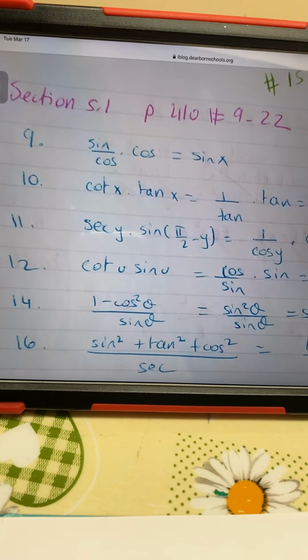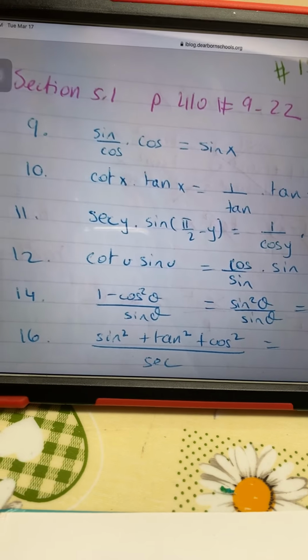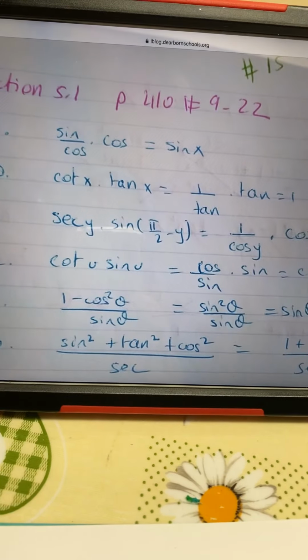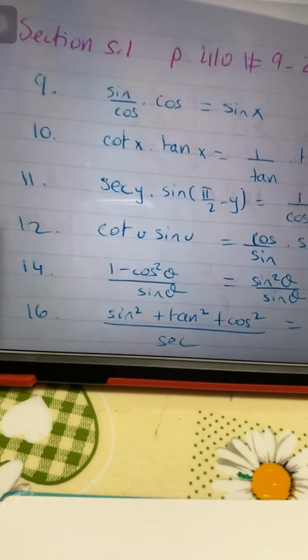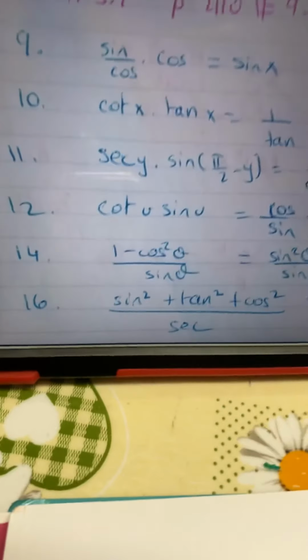Hey guys, this is the second video for today, March 17th, a Tuesday. We're going to go over the homework, 9 through 22, page 410. The objective again is simplifying trig expressions.